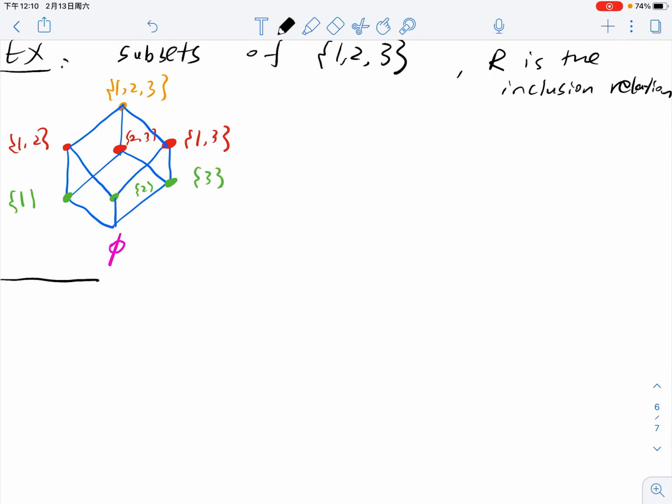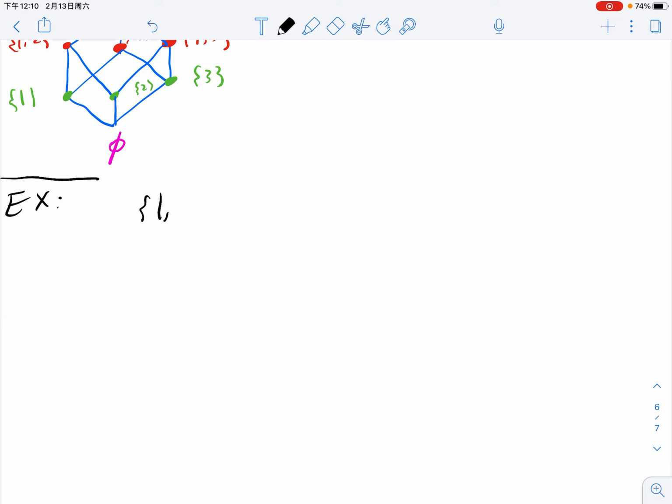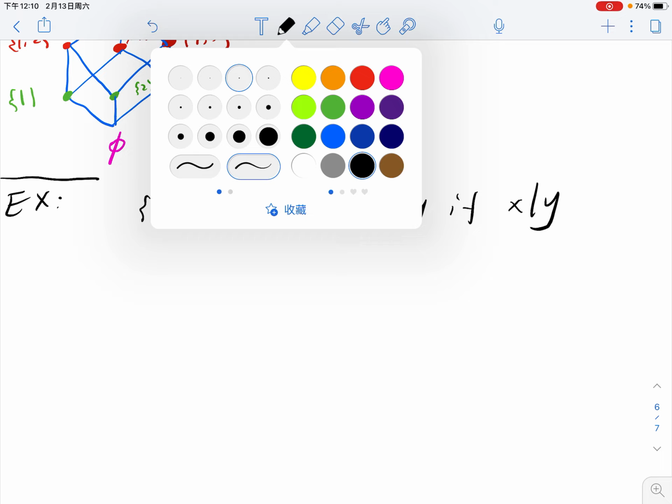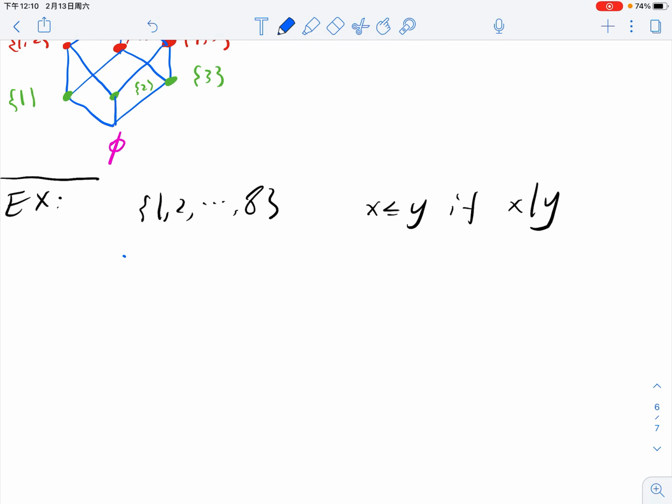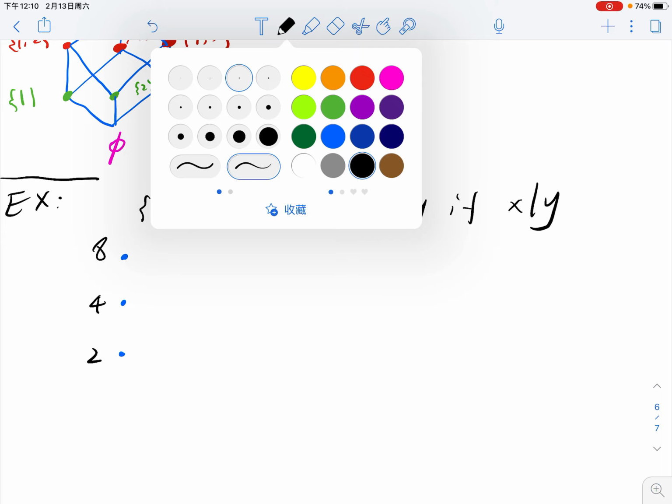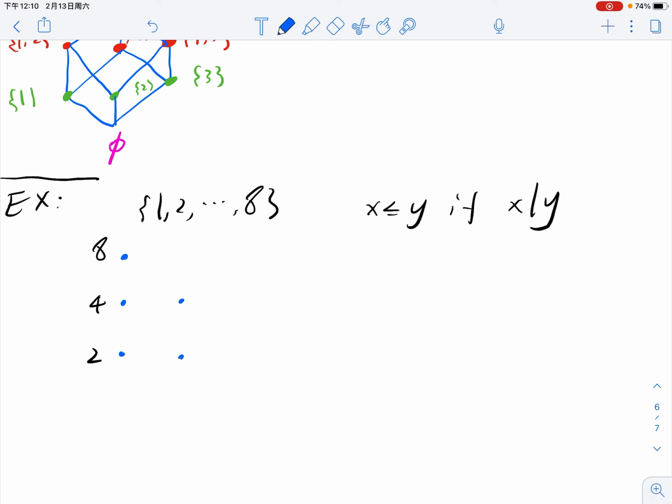Okay, next, if we consider the relation defined by division for the set 1 to 8, then we have the following diagram. This is 8, 4, 2, and then you have 6, 3, 1. So this is 1, 3, 5, 7, 6, and then now let's connect. So 6 has 2 edges, ending up with 2 and 3.